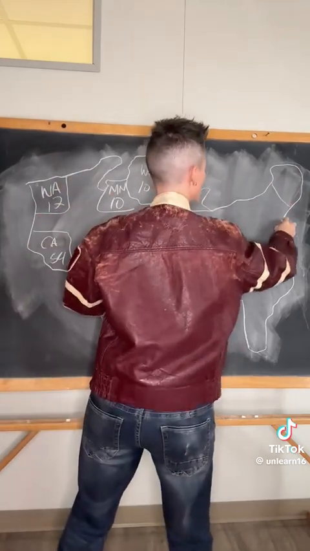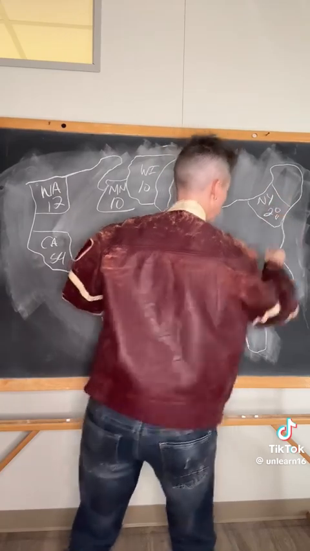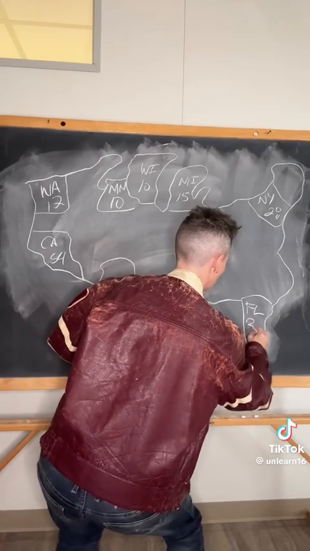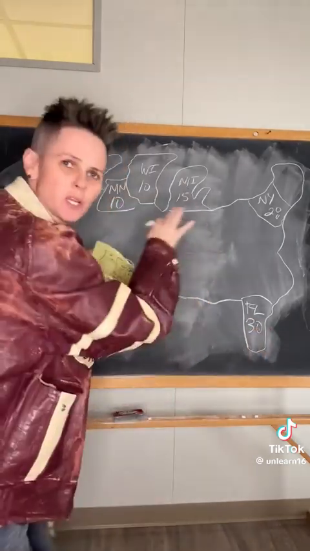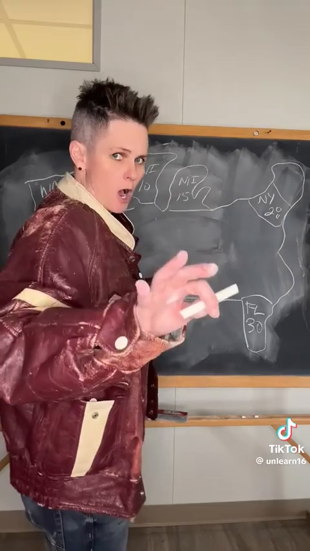You got New York over here somewhere at 28. You got Florida with Mickey Mouse down here at 30. I think we have a little bit of a representation. Now let's jump right into the mess, shall we? All right, here we go.